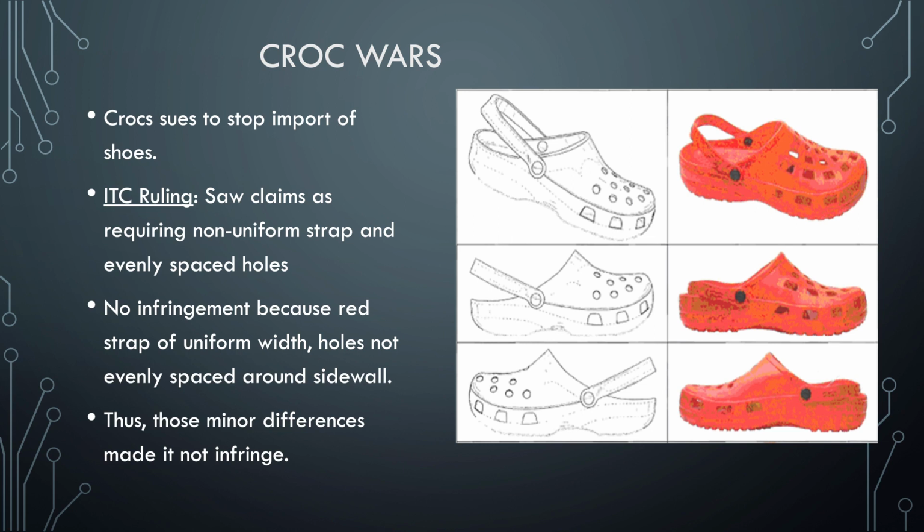Well, the ITC looked at Crocs shoes and said the claims, so to speak, your pictures, have a non-uniform strap and evenly spaced holes. And so if you start unpackaging that, the look and the feel of those pictures, you realize, okay, they're evenly spaced holes of a certain kind, in a certain shape, in a certain way. And so what the ITC said is, look, there's no infringement. The red strap has uniform width. The Crocs strap gets bigger, right?